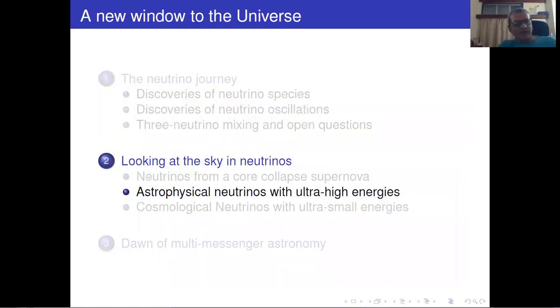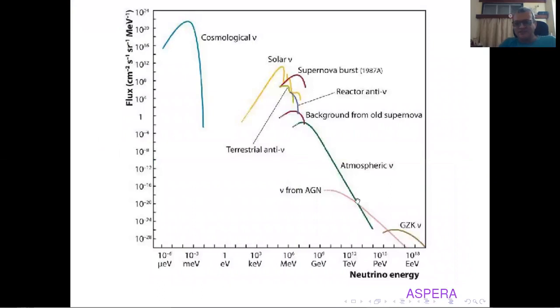So now we'll go to the other extreme, which is neutrinos with ultra high energy. Remember, supernova neutrinos had energy of the order of 10 MeV. Now we are really going to go to very high energies, which is right here, more than hundreds of GeV. So this region.